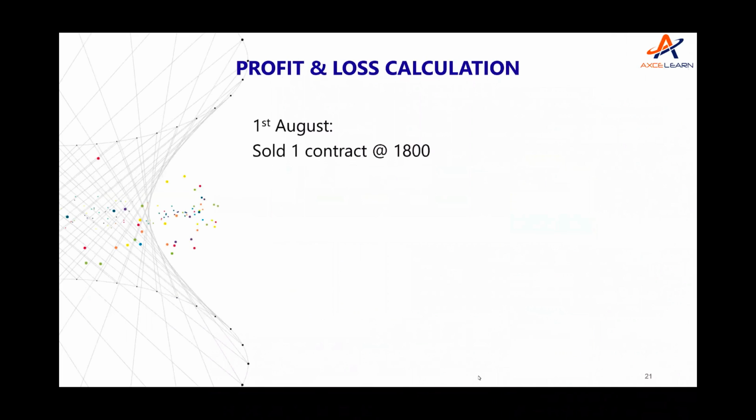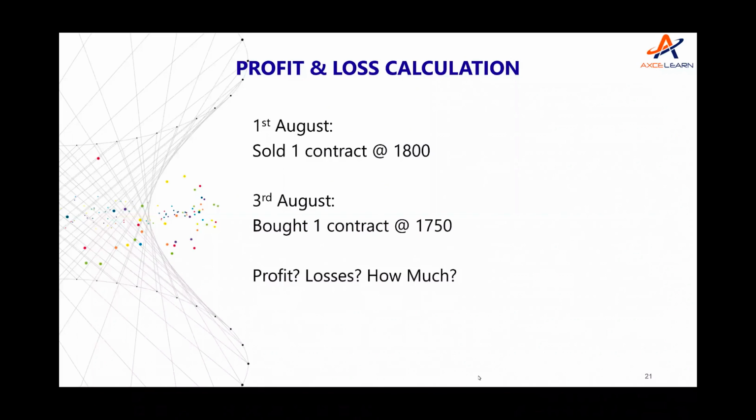Now, for example, on 1st of August, you sold one contract at 1,800, let's say you believe that the price will go lower. So you sell first. You sell it at the price of 1,800. On 3rd of August, let's say, for example, the index already dropped to 1750, so what should you do? You just buy back. So when you start by selling, eventually you bought back. Is it a profit or is it a loss? And how much? Now you calculate first, then I will let you know in a short while.